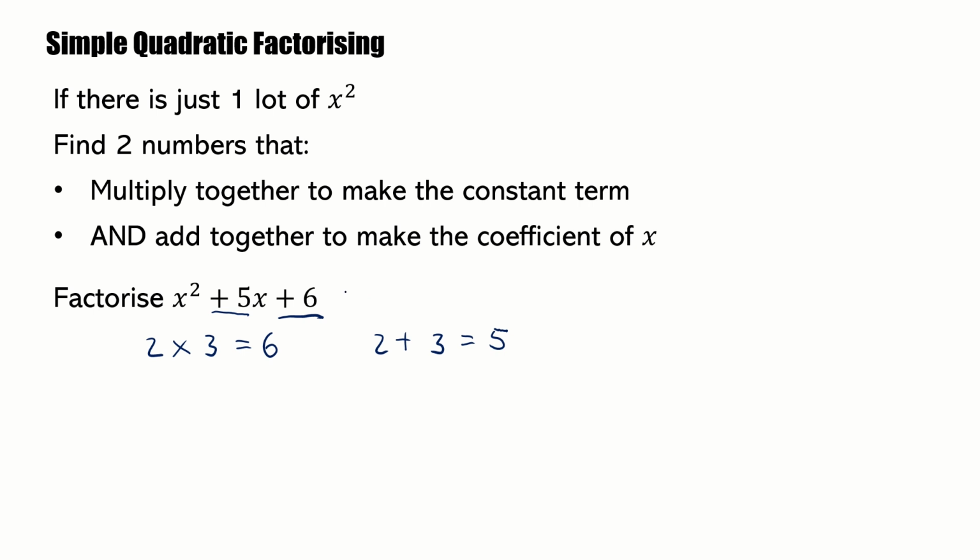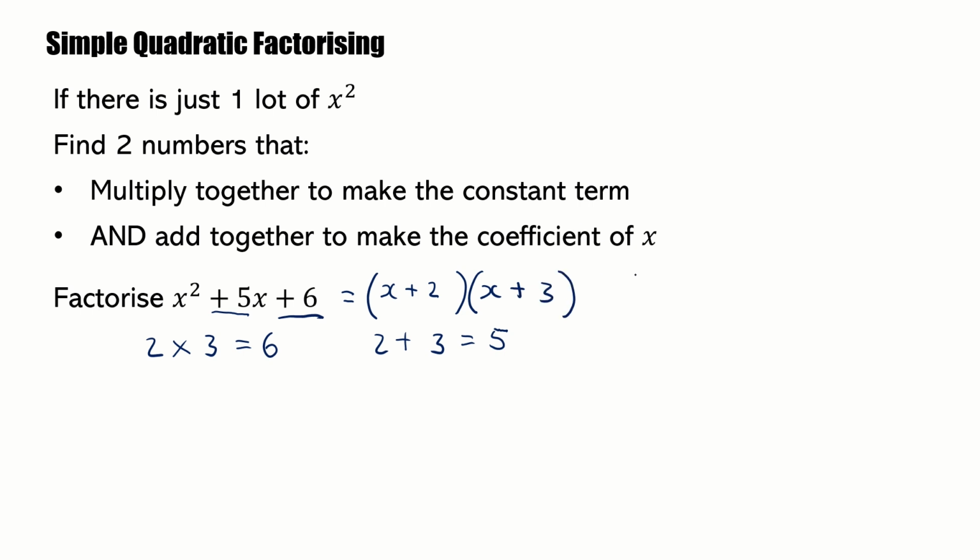decided your two numbers, you've got to put them inside double brackets, each individually in one of the brackets, and you're putting them with an x. So we have the x plus 2, and then we have an x plus 3.